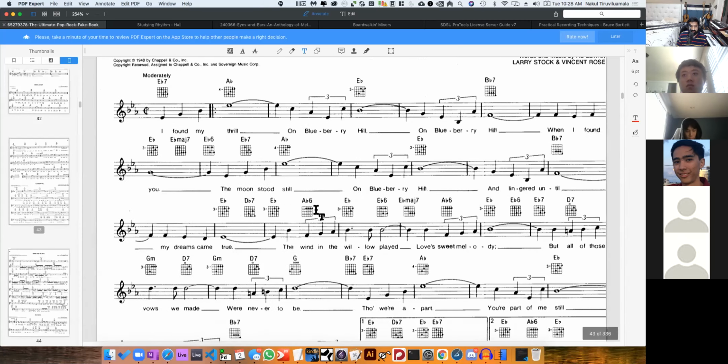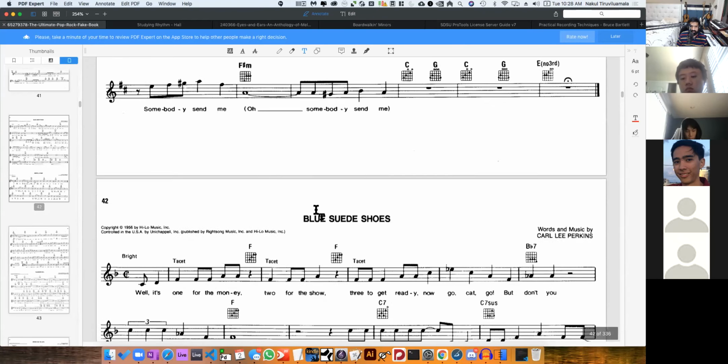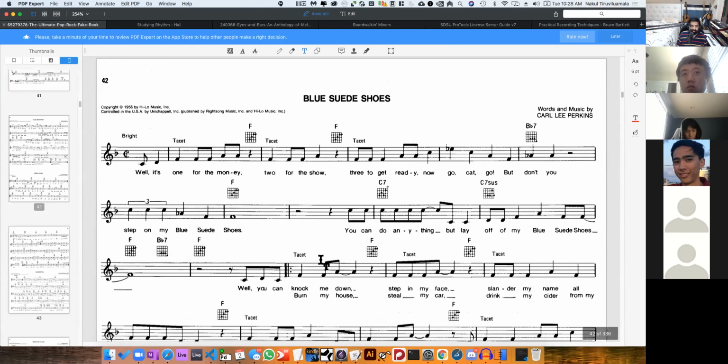So that's syncopated. Let's look ahead, or let's look behind. Bristol Stomp, Blue Suede Shoes. Okay, Blue Suede Shoes. I'm going to move my cursor and tell me when you notice syncopation. No. Okay, very good. Okay, so there's syncopation right here. Wonderful. Okay, let's keep going.